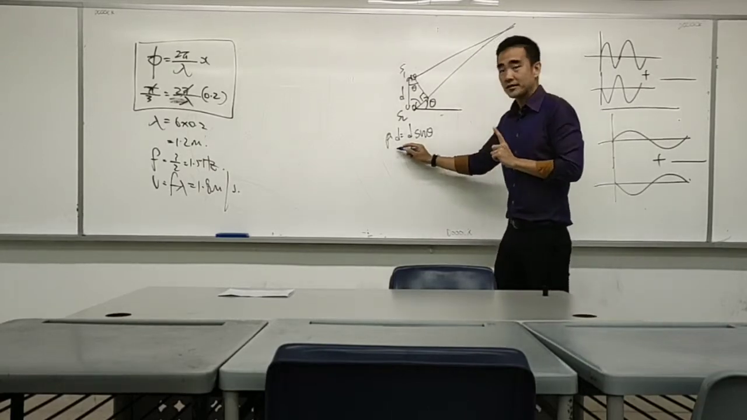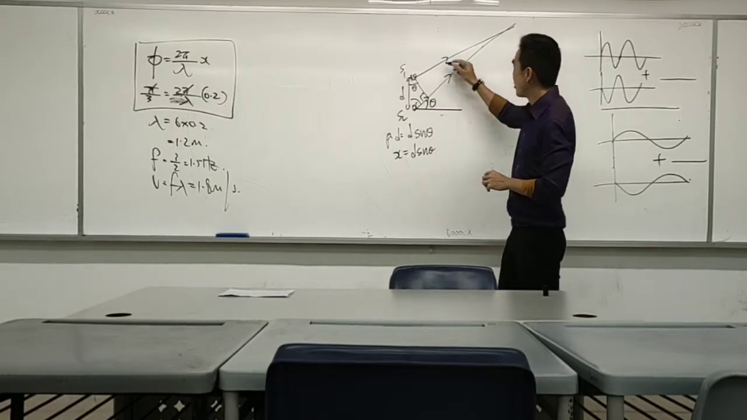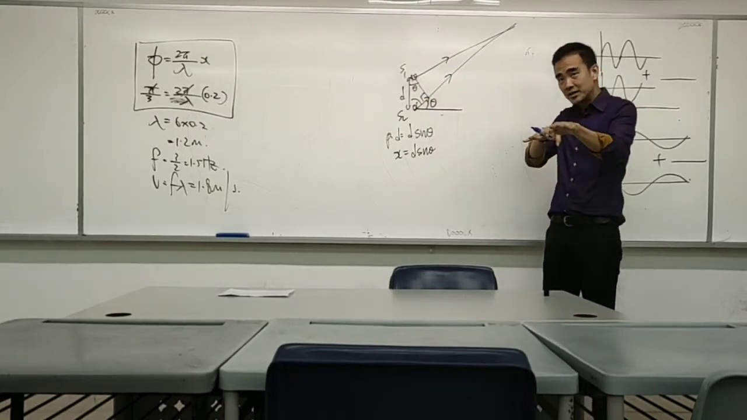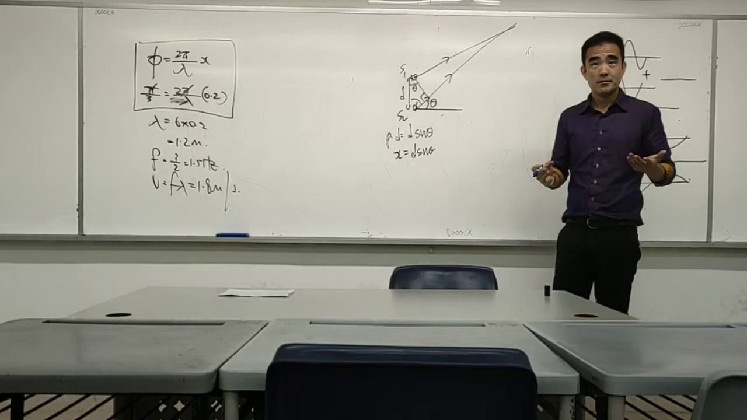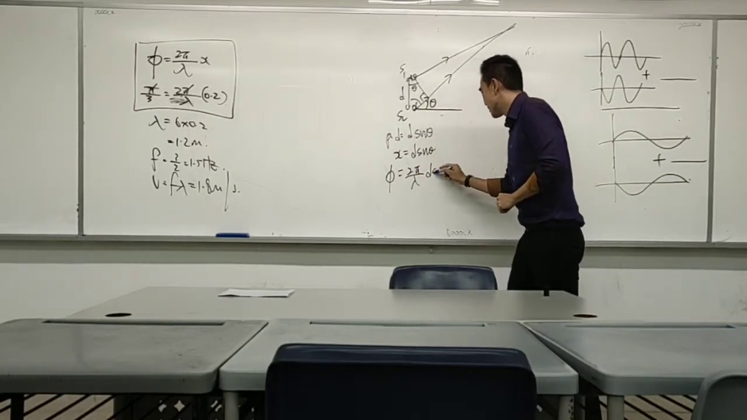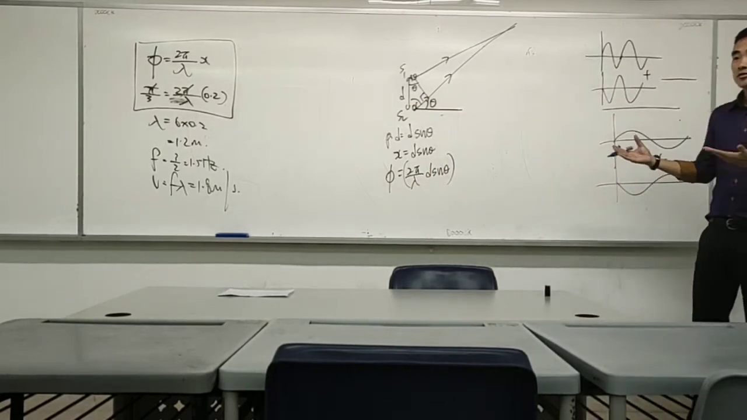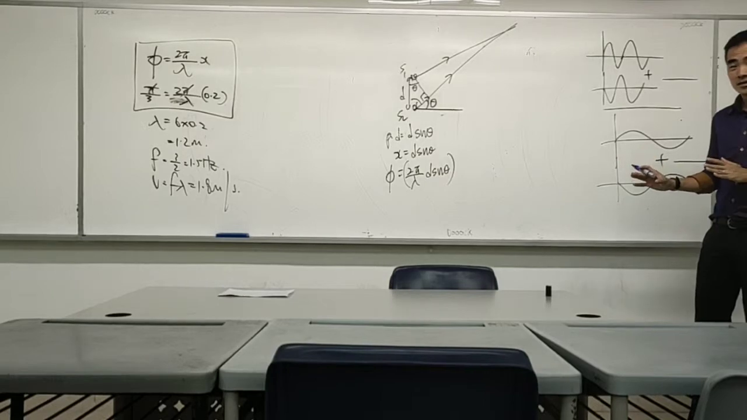Now, do you agree that this is your x, which is the distance between these two trains of wave? That means the two waves are offset by a distance of x. So the phase difference is actually 2 pi upon lambda d sine theta. This is your phase difference, which is what we did just now. Makes sense?